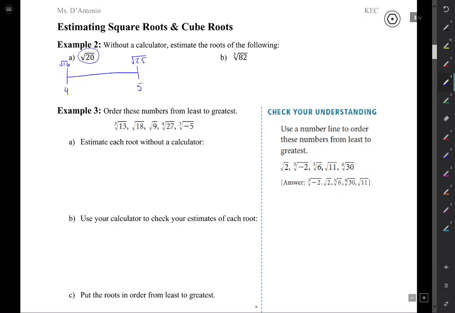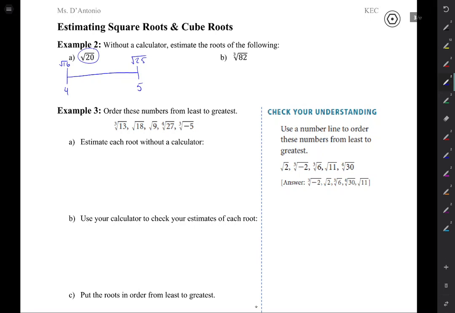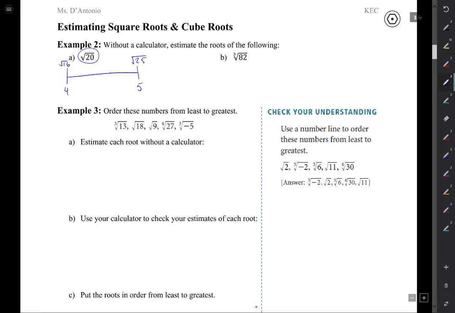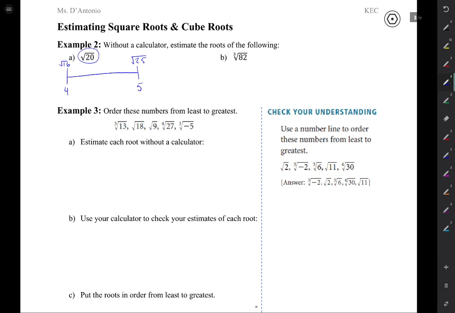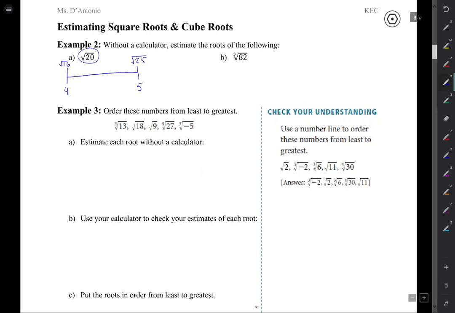So I know that the square root of 20 lies somewhere in between 16 and 25. Well, 20 is slightly closer to 16 than it is to 25, right? It's only 4 away from 16 and 5 away from 25. So I would place it somewhere here on our number line, square root of 20.